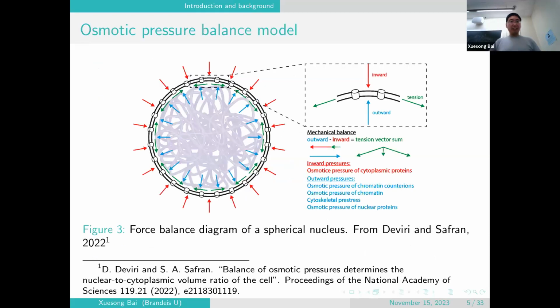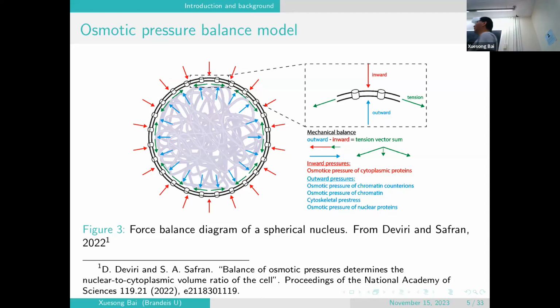Okay, so we started with an osmotic pressure balance model. Here's a diagram from Deviri and Safran's paper. Basically, this is what's happening at the nuclear envelope. We have these three forces, actually two kinds of forces. The red arrow and the blue arrow represent osmotic pressure, and these green arrows are the tension of the nuclear envelope itself. So these three forces should balance each other, and we have a fixed nuclear size.